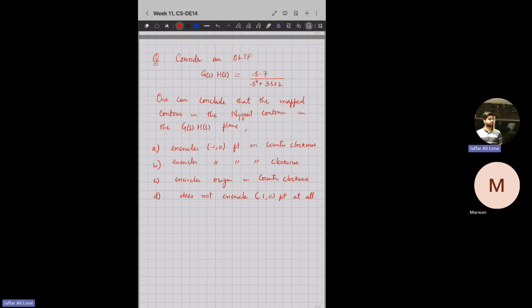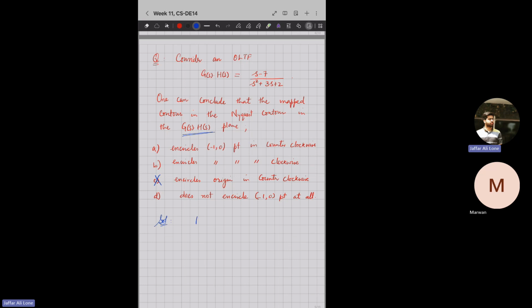Again, similar question. We have to first identify whether we have to see encirclement around -1 comma 0 or 0 comma 0. If we see, the Nyquist contour is mapped to a contour in the GSHS plane, not 1 plus GSHS. So this possibility is eliminated. So we will not see the encirclement around origin, right? Still, we have 3 options left. Now, how do we solve such questions?